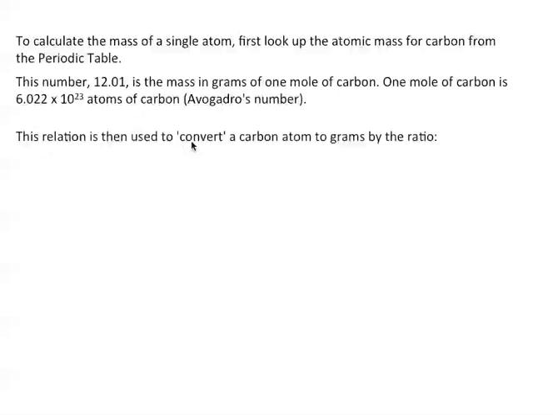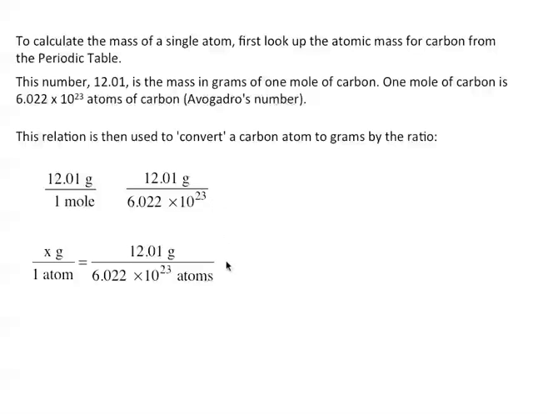This relation is then used to convert a carbon atom to grams by this ratio. We know that 1 mole has a mass of 12.01 grams, so I'm saying it's 12.01 grams per mole. I put the grams on top because my unknown, what I'm trying to find, is the mass. I'm trying to find the number of grams in one atom. So what this means, the 12.01 grams per 1 mole means 12.01 grams per, now 1 mole means 6.022 times 10 to the power of 23 atoms. So this is the number of atoms. So I'm going to set up a nice ratio.